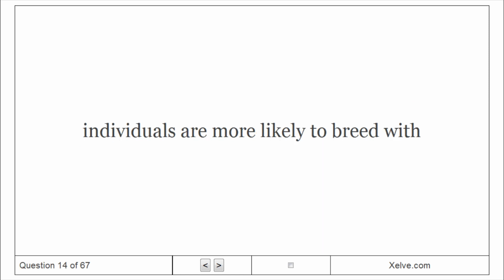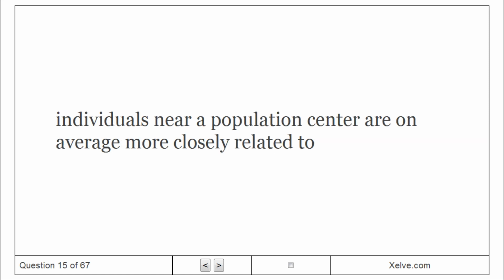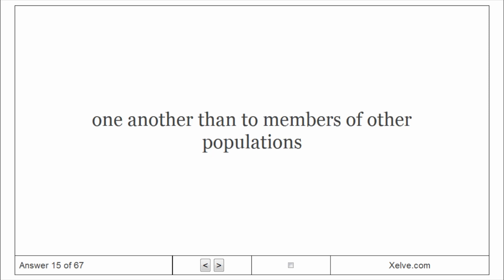Individuals are more likely to breed with members of their own population rather than the members of a different population. Individuals near a population center are on average more closely related to one another than to members of other populations.